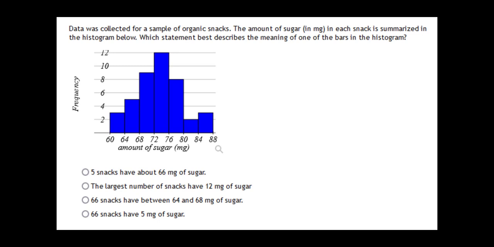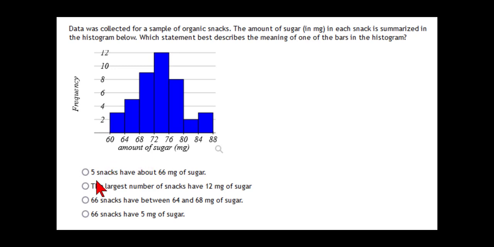And when we look at the histogram, we see on the left side the word frequency, and the scale here is in twos, 2, 4, 6, 8, etc. And on the horizontal x-axis, the amount of sugar in milligrams. So we have here the amount of sugar in snacks, and we see in milligrams 60 to 64, 64 to 68, 68 to 72, and so forth. So the horizontal axis is the axis for the amount of sugar, and the frequency, the number of snacks that have a particular sugar content.